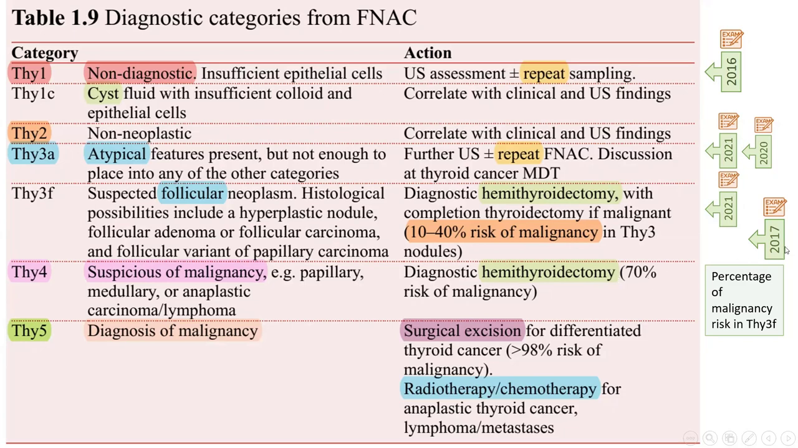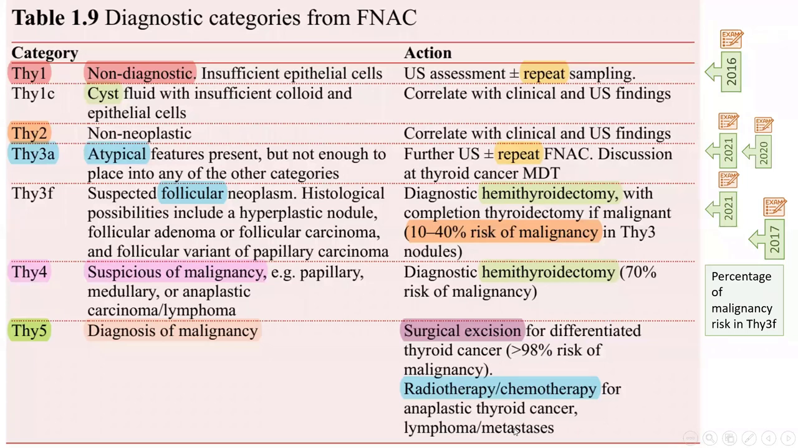And actually, in the previous exam, they ask about the risk of malignancy in different Psi. Psi 5, diagnosis of malignancy, and in this situation we need to do total thyroidectomy, because the risk of malignancy here is more than 98%. Of course, surgical excision for differentiated thyroid carcinoma, radiotherapy or chemotherapy for anaplastic thyroid cancer, lymphoma and metastasis.